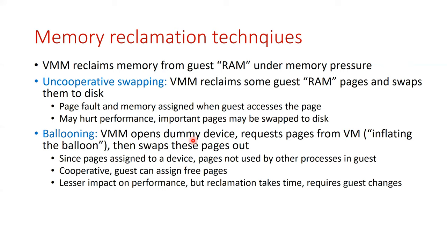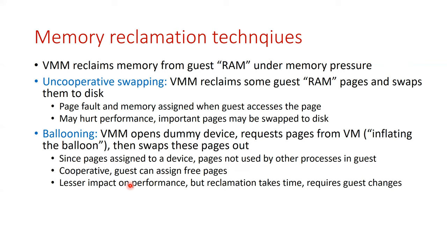Now, what is the advantage of doing this? Because the guest has assigned memory to this device, it won't assign this memory to some other process, and therefore performance of regular user processes in the guest will not suffer. Because this is memory assigned to some dummy device that is never used, the VMM can go ahead and free this up. So this has the advantage that other user processes' pages are not swapped out, and their performance in the guest is not affected. This is cooperative and has lesser impact on guest performance.